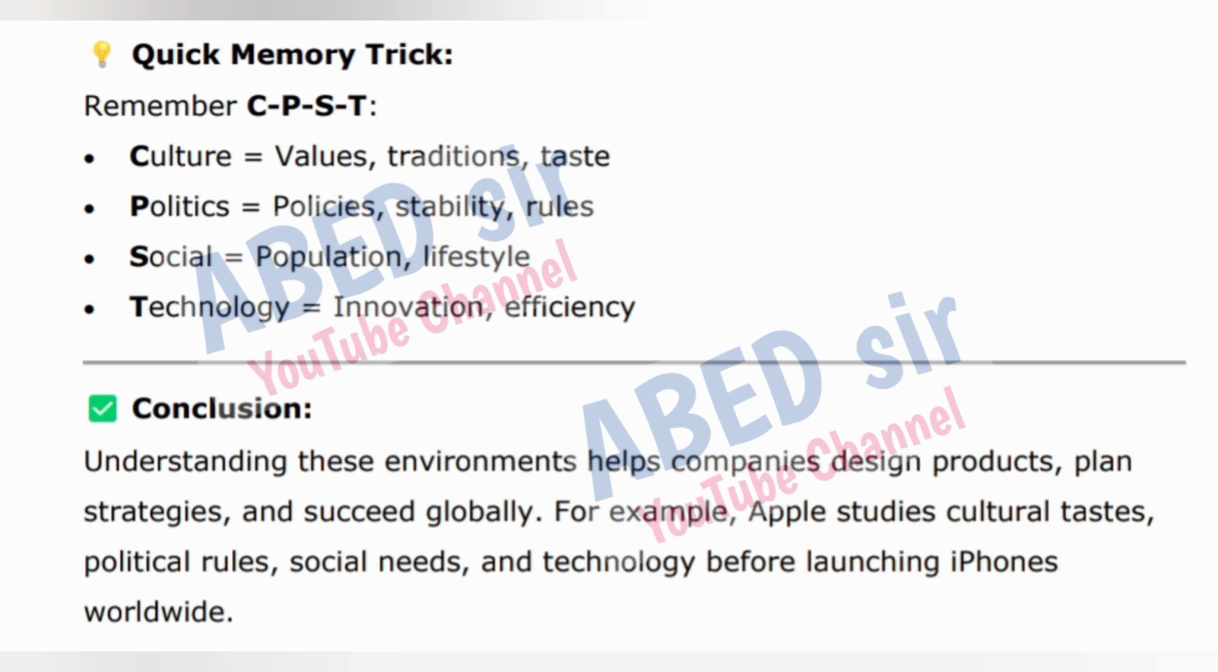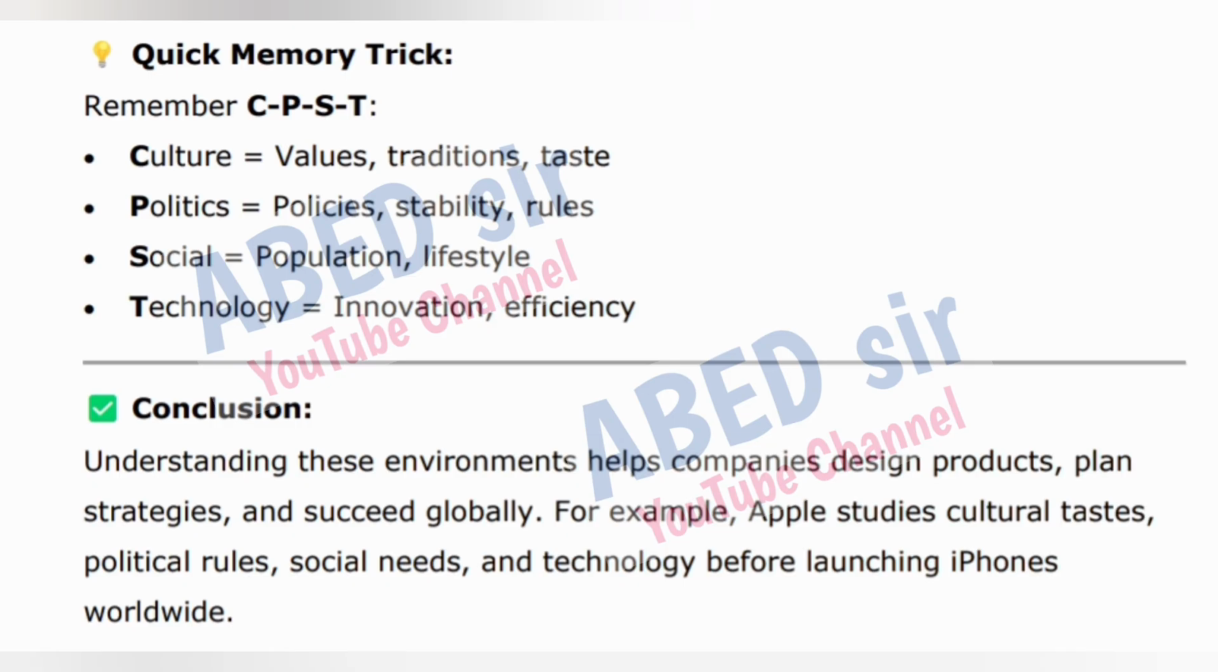Quick memory trick. Remember CPST. Culture equals values, traditions, taste. Politics equals policies, stability, rules. Social equals population, lifestyle. Technology equals innovation, efficiency.